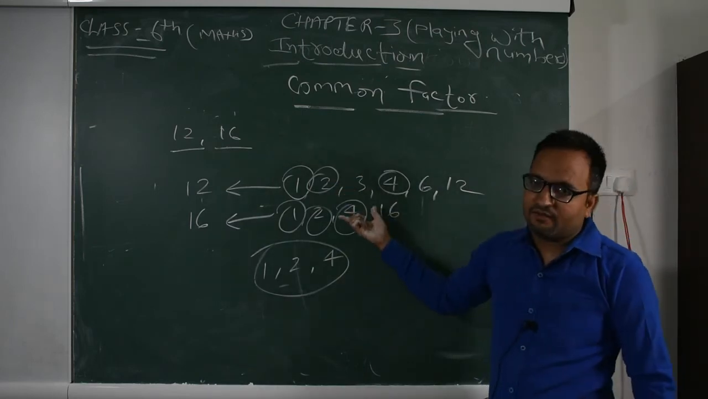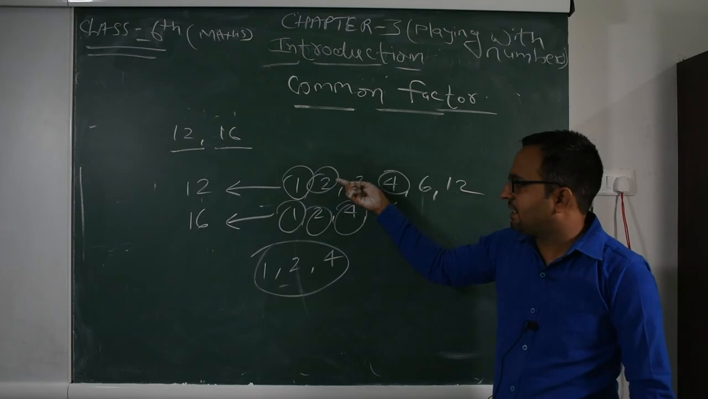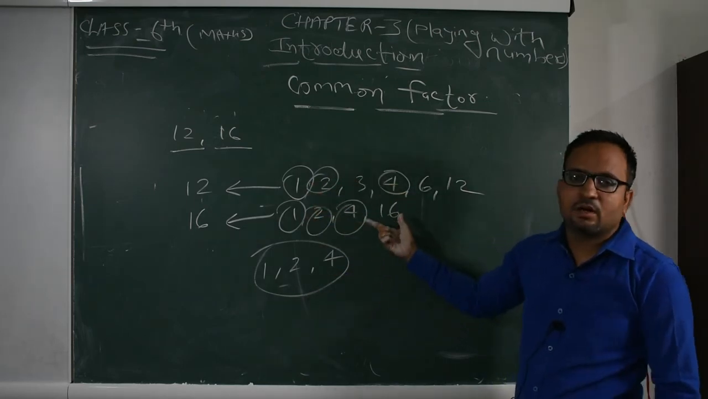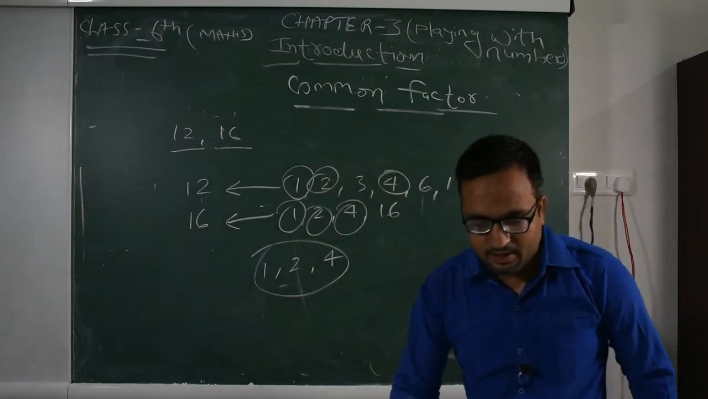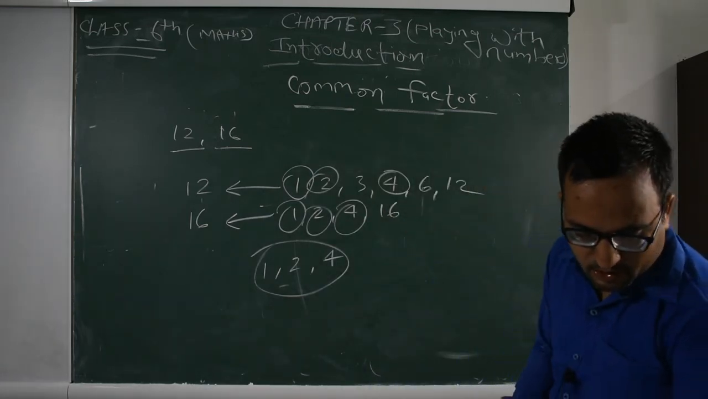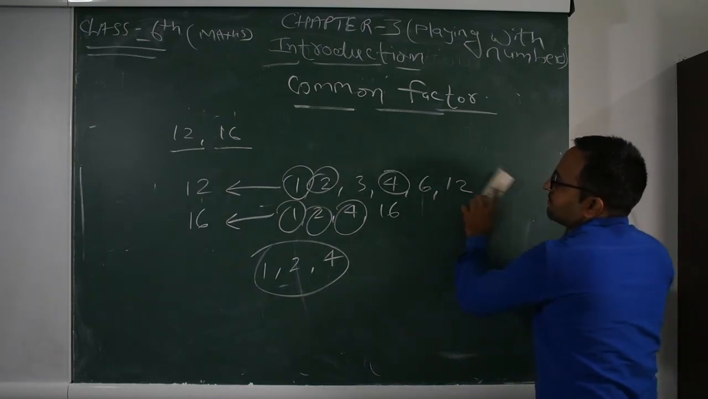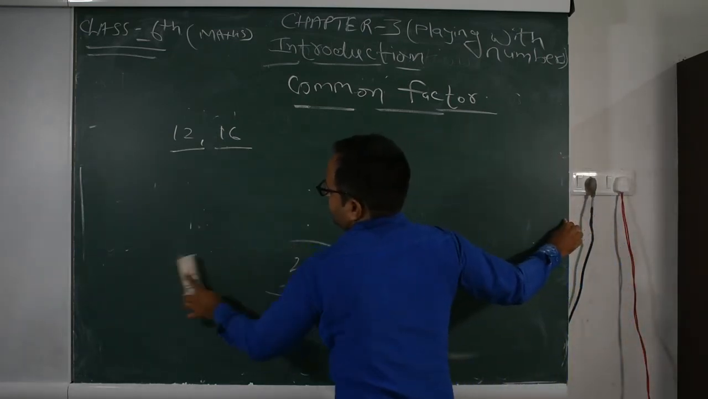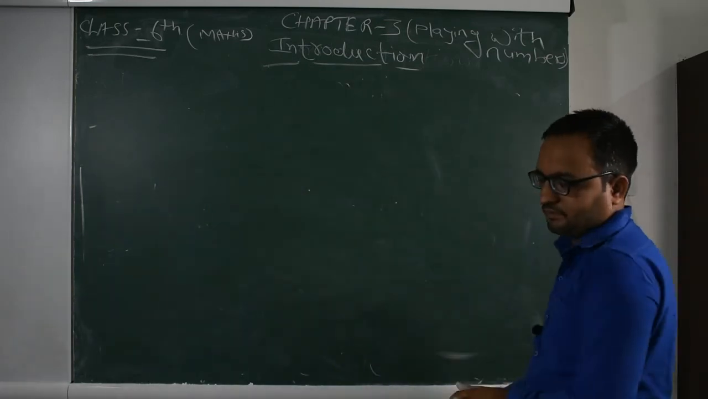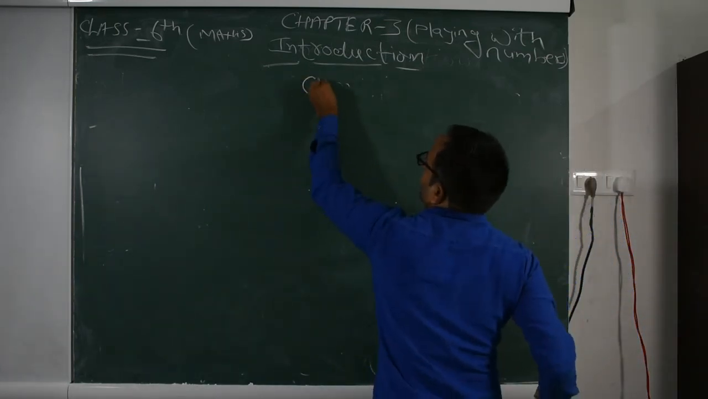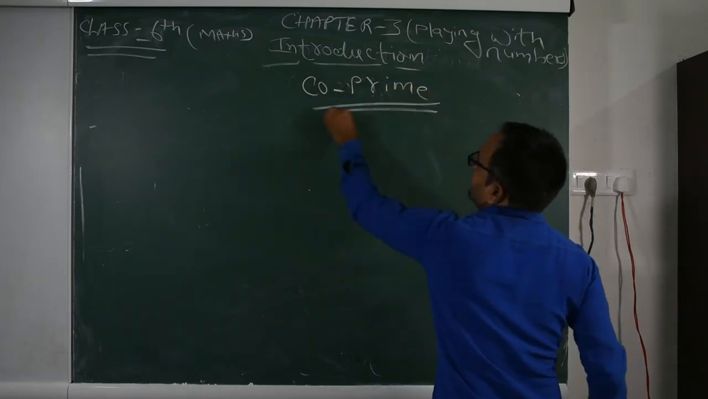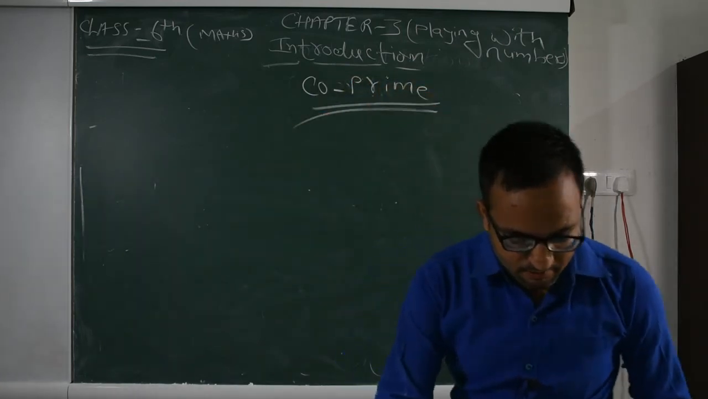First we find the factors of each individual number and check the common factors. So 1, 2 and 4 are the common factors of these numbers. Now we check co-prime numbers. What is a co-prime number? What is the concept of a co-prime number?